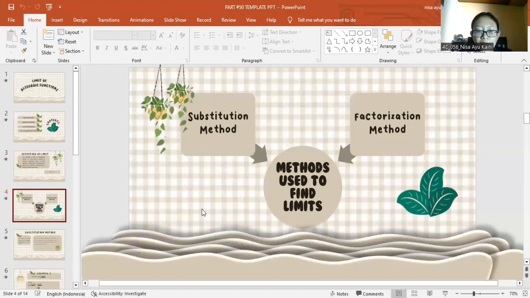Okay, the methods we will discuss in today's meeting are two methods for finding the value of a limit. The first is the substitution method, and the second is the factorization method.